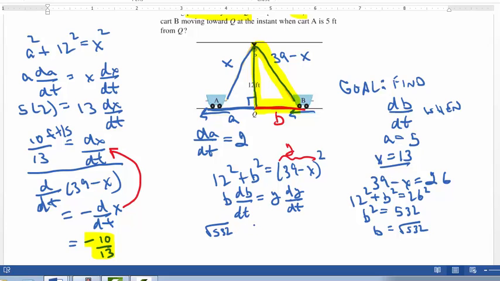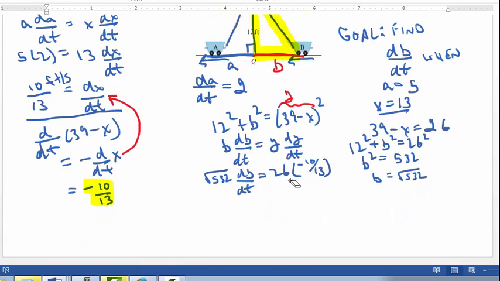So now this b is really the square root of 532. db/dt is what I'm trying to find, so finally I can find it now. And this is equal to y, which was 39 minus x, so it's really 26, times dy/dt, which was just the opposite of dx/dt, which is negative 10/13. So we would just have negative 20 divided by radical 532.